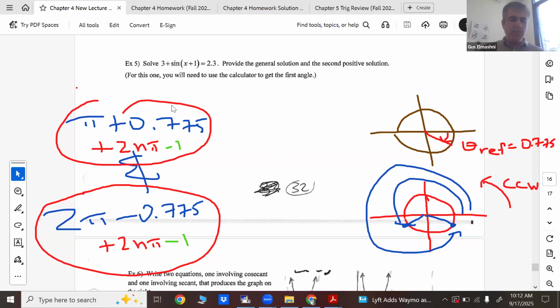So if I do express it as a decimal, that's when I'm going to get my graphing calculator. My hand helps me much easier at this point. Pi plus 0.775 minus 1. So 2.916 or 917 plus 2m pi. Or the other one, 2 pi minus 0.775 plus 1. Not minus 1. 4.508.